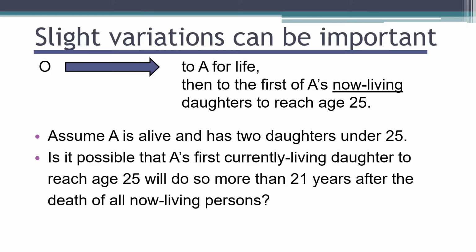So is it possible that A's first currently living daughter to reach age 25 will do that more than 21 years after the death of all now living persons? No, that's not possible, because if we use the living daughters as measuring lives, now we can make the future interest valid. And that's the conclusion. We don't need to cross anything off or strike out anything. The remainder is perfectly valid.